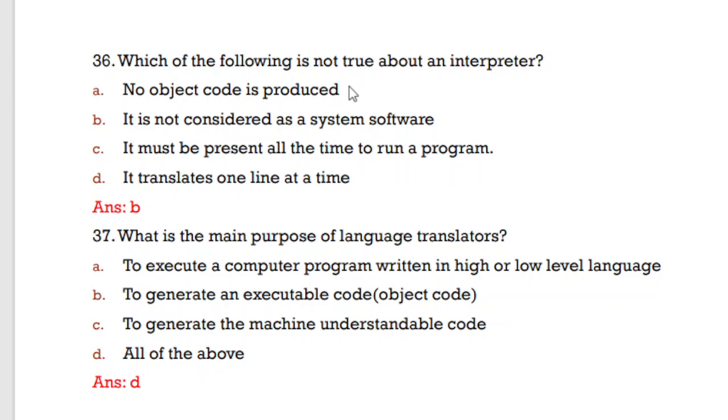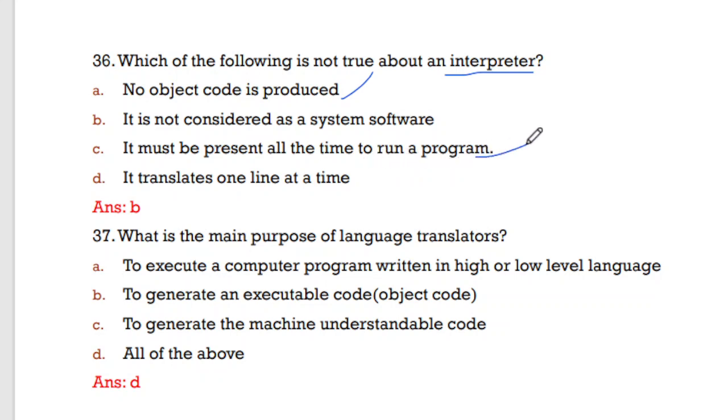Whenever we use a compiler as a translator, an object code will be generated with the extension .obj. Obviously, yes, this is true. It doesn't produce any object code when we are using an interpreter. It is not considered as a system software. Let us see. It must be present all the time to run a program. Yes, it must be present.